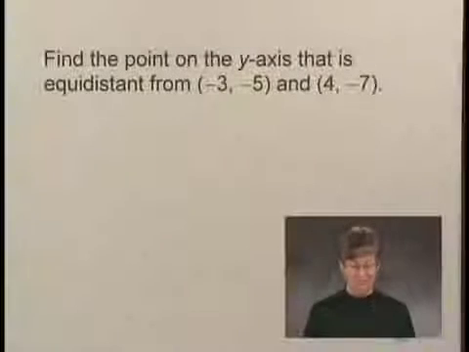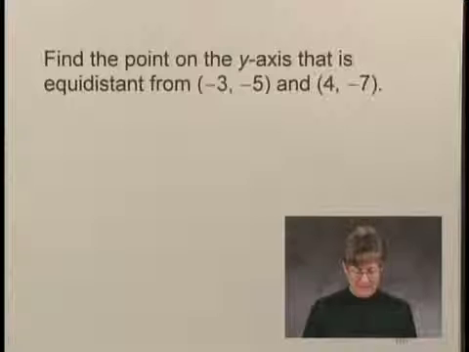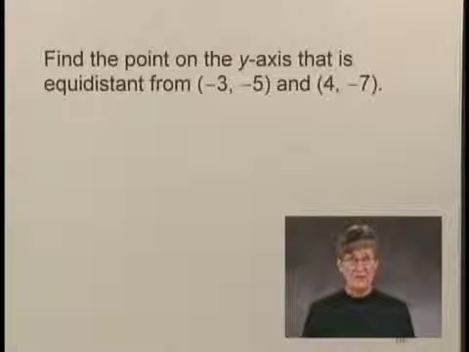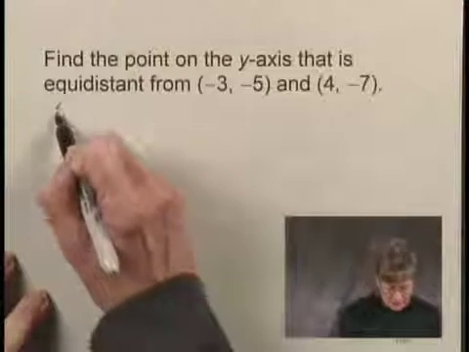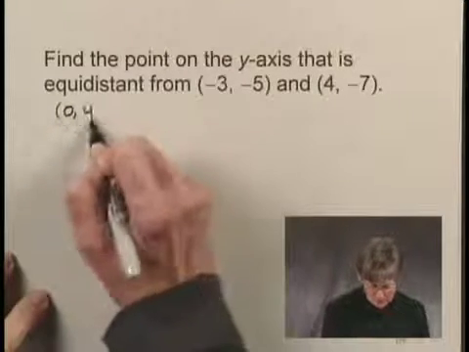In this exercise, we'll find the point on the y-axis that is equidistant from the points (-3, -5) and (4, -7). Now, the point that we're trying to find is on the y-axis, so we know that its first coordinate is going to be 0. And let's just call that point (0, y).